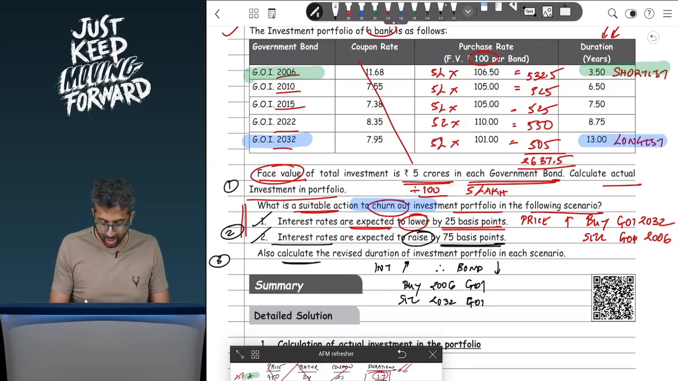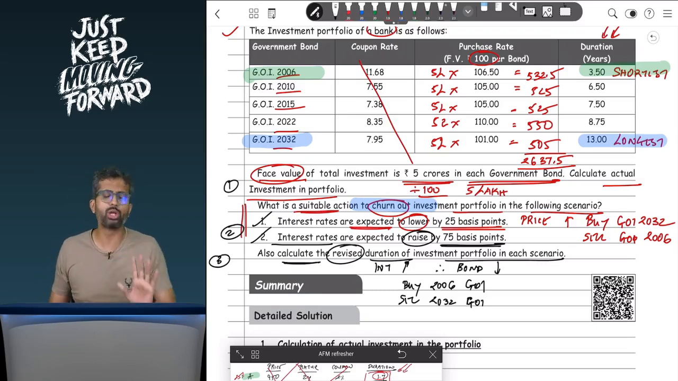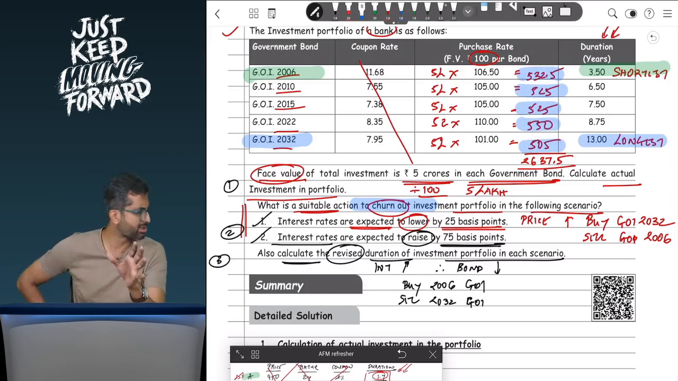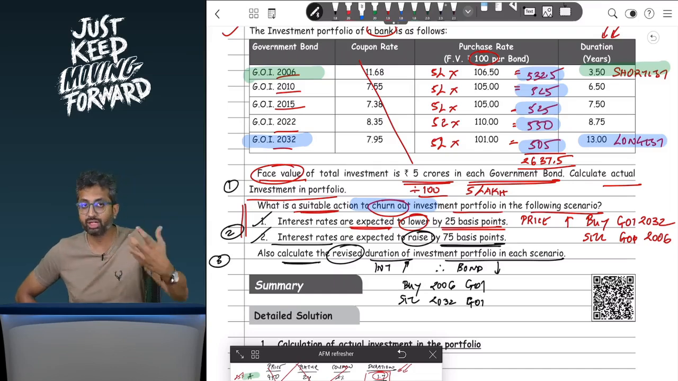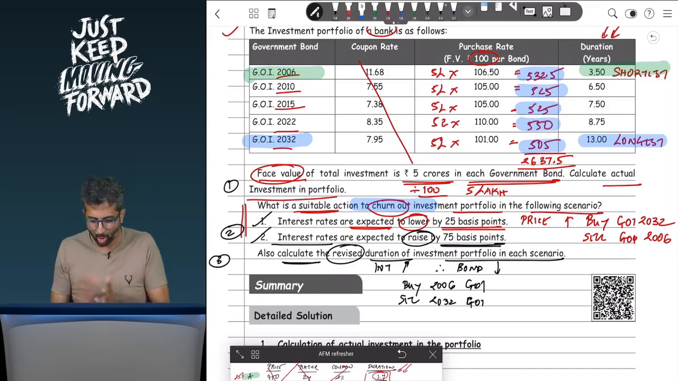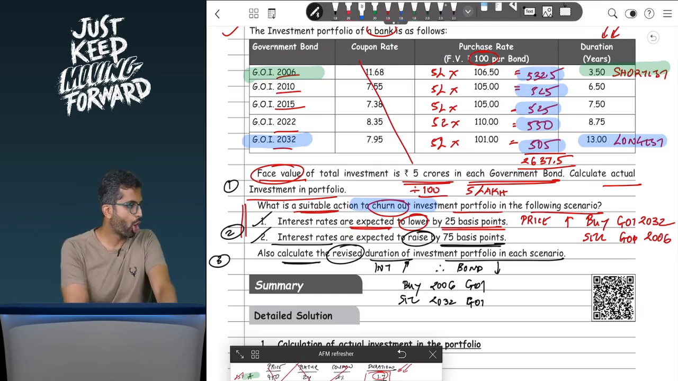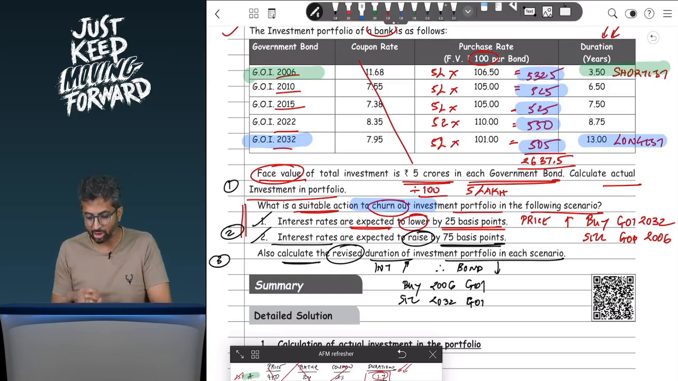Third part, also calculate the revised duration of the investment portfolio in each scenario. Usually the duration is calculated as a weighted average. So you will calculate duration as a weighted average. However, in this particular case, since the amounts invested are almost the same, can we say simple average and weighted average will give you almost the same answer? See, if the amounts invested are different, then simple average and weighted average will give you different answers. But if almost the same amount, that is approximately 20%, is invested in each of them, your simple average and weighted average should ideally give you the same answer only.